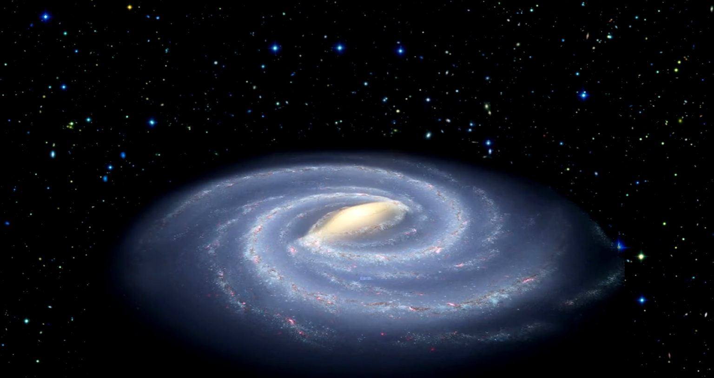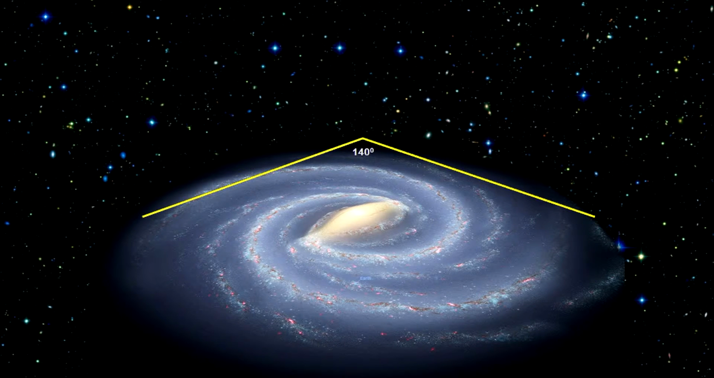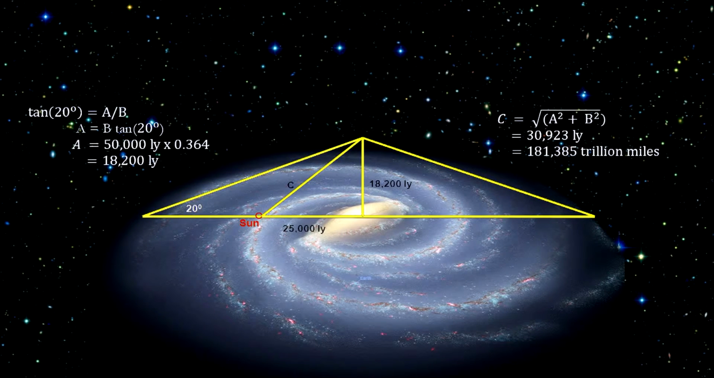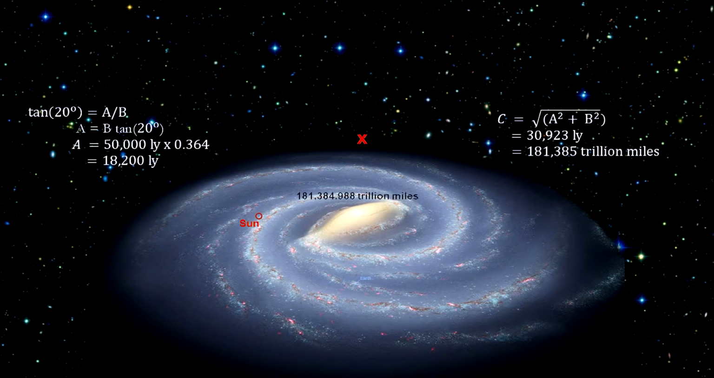Whenever you see a picture of the whole Milky Way, remember that it is an artist's drawing. The size of the galaxy is so large that the distance one must go to see it all is way too far. Here's what I mean. If we assume that our field of view is 140 degrees, we can use trigonometry to find the distance to a point where such a picture could be taken. That point is 181,385 trillion miles from the Sun's current location.